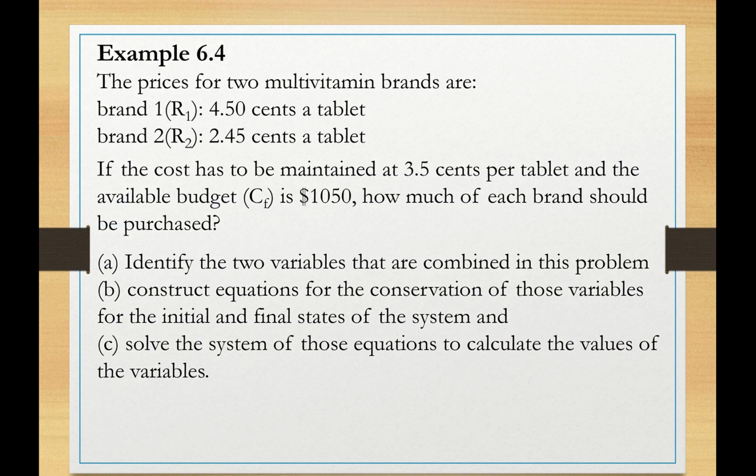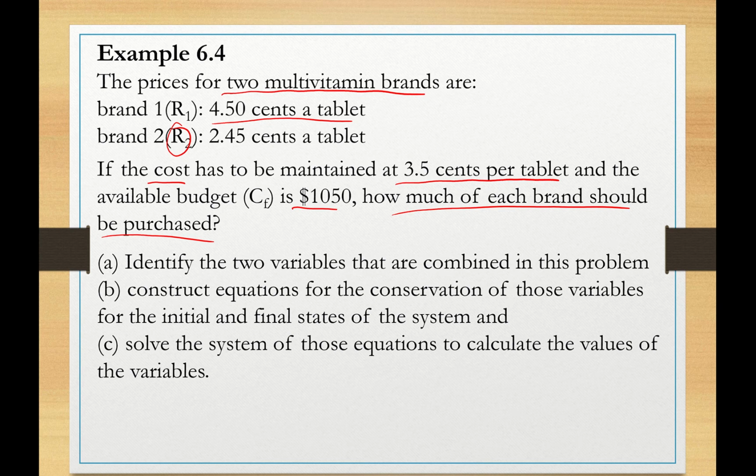The second example of mixture problems, as described in example 6.4, is related to pharmacoeconomics. Let us assume here that you are the owner of a store and you would like to have these two multivitamin brands in your store. Now, you have an available budget of $1,050 and you want the final average cost to be maintained at 3.5 cents per tablet. Each brand has a different cost. So brand 1 comes at 4.50 cents per tablet, and brand 2, R2 here, comes at 2.45 cents per tablet. The question here is how much of each brand should be purchased.